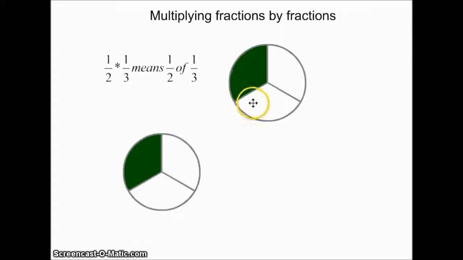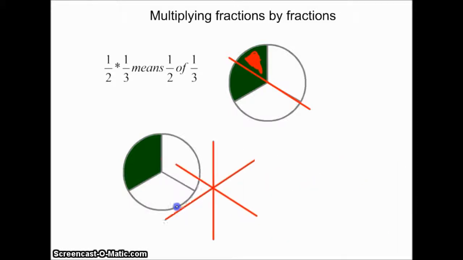In the example here, we have a whole and it's divided into thirds. 1/3 of them is colored. So what we're going to do is take 1/2 of this 1/3 section here. So if we take 1/2 of 1/3, we're going to color in the 1/2 of that section that we just sliced.